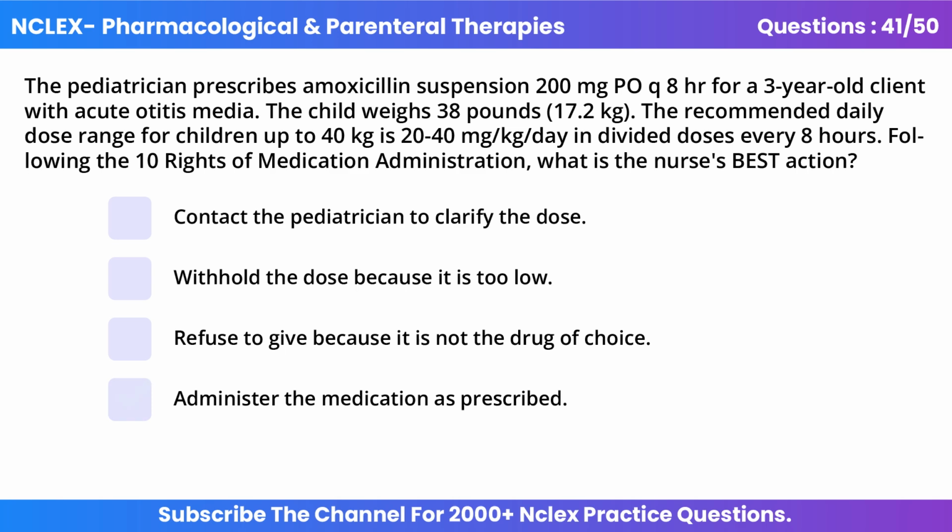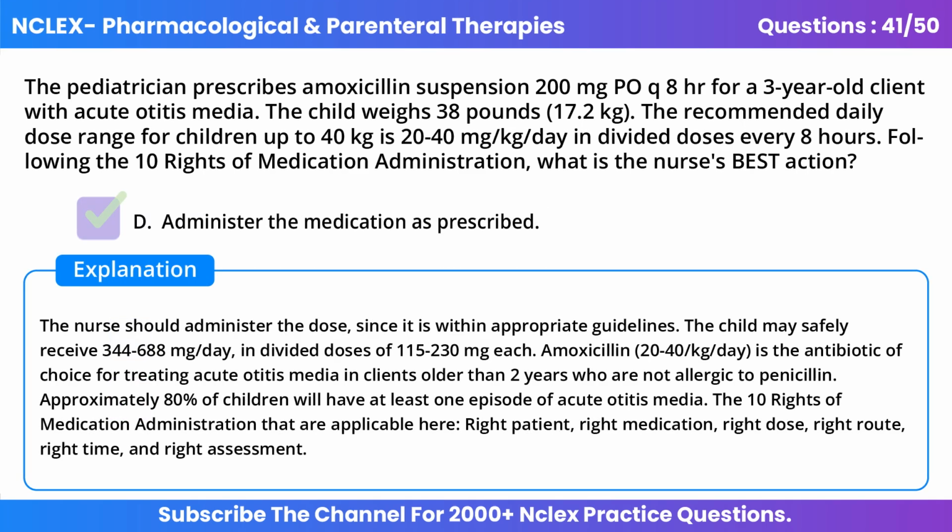D. Administer the medication as prescribed. The nurse should administer the dose, since it is within appropriate guidelines. The child may safely receive 344 to 688 mg/day, in divided doses of 115 to 230 mg each. Amoxicillin, 20-40 mg/kg/day, is the antibiotic of choice for treating acute otitis media in clients older than 2 years who are not allergic to penicillin.